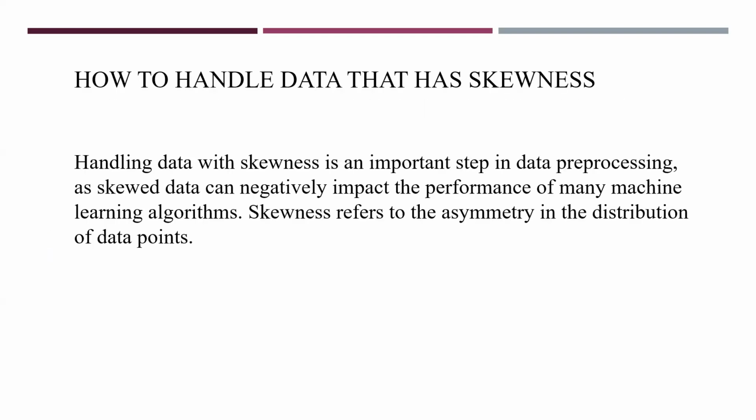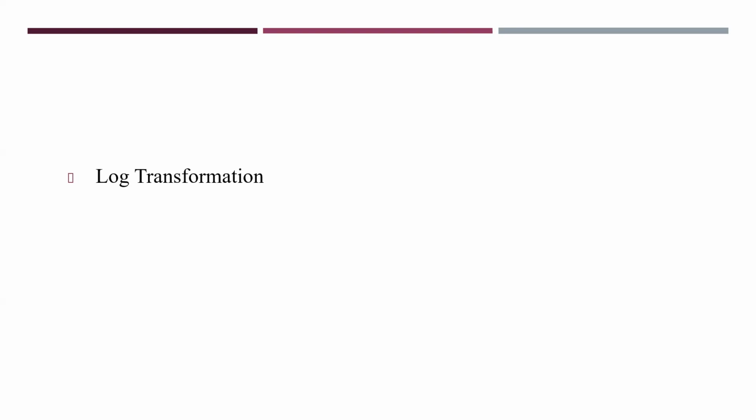Handling data with skewness is an important step in data pre-processing, as skewed data can negatively impact the performance of many machine learning algorithms. Skewness refers to asymmetry in the distribution of data points. There are several methods to handle skewed data depending on the nature of the skewness and the specific problem you are working on. Here are some common techniques to handle skewed data.